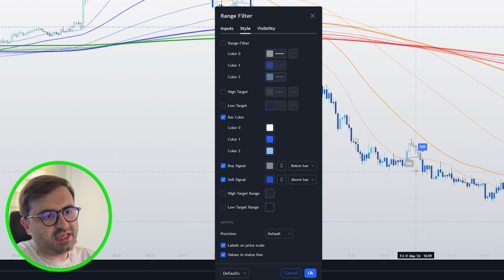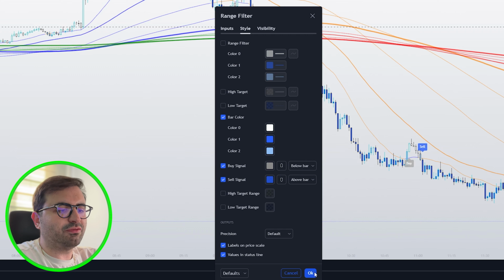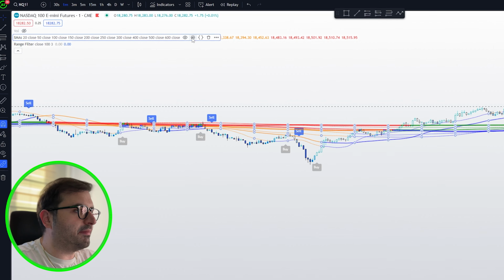This way you will see if it is a bearish candle or a bullish candle. Let's leave it that way. We can change it after that. And the second thing we need to do is change settings on the SMA indicator.